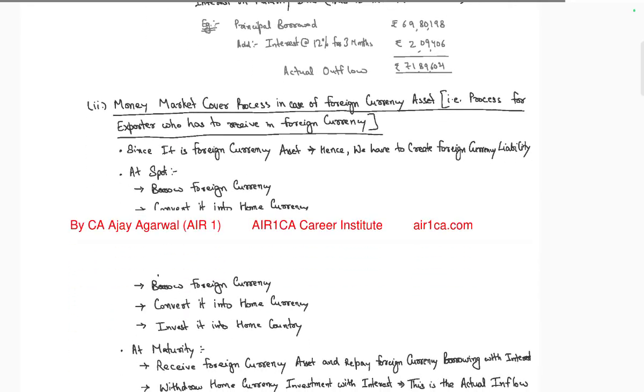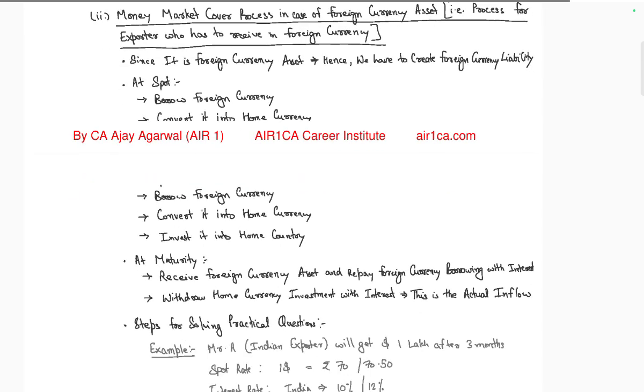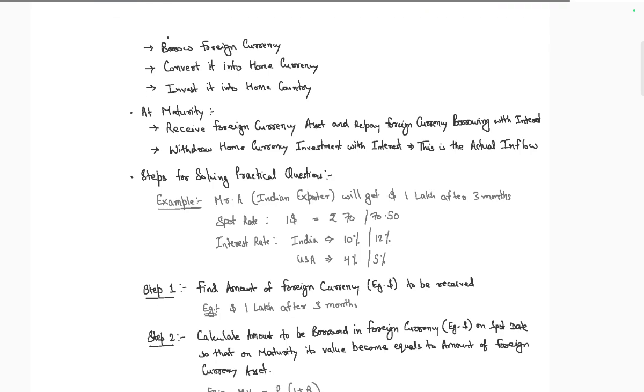The money market cover process in the case of a foreign currency asset: the process for an exporter who has to receive foreign currency. Since the foreign currency is an asset, he has to create a foreign currency liability at spot. Borrow foreign currency, convert it into home currency, and invest in the home country. At maturity, receive the foreign currency asset and repay the foreign currency borrowing with interest. Withdraw the home currency investment with interest, and that is the actual inflow.